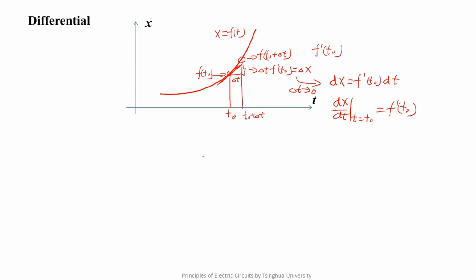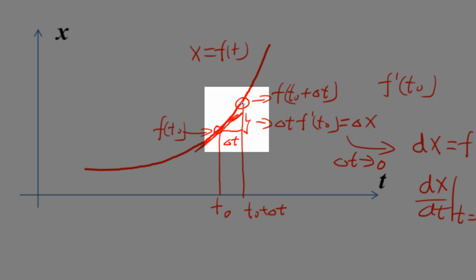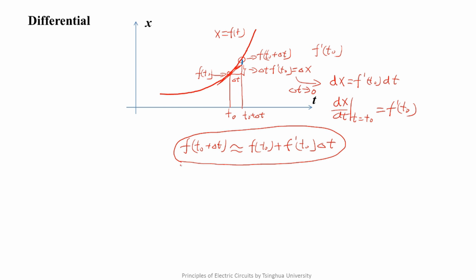There's another discussion on this graph. If delta t is small enough that this error can be ignored, then the function f(t0 plus delta t) approximates to f(t0) plus f prime t0 times delta t. When delta t tends to 0, the approximation tends to the equation. This formula will often appear in the following courses. You should remember and grasp it.